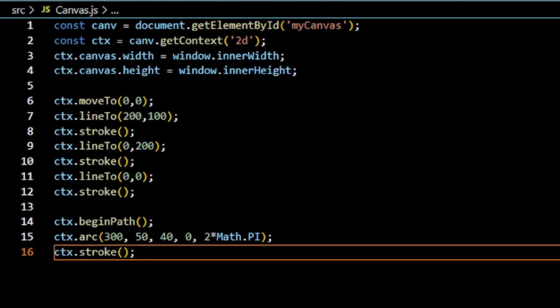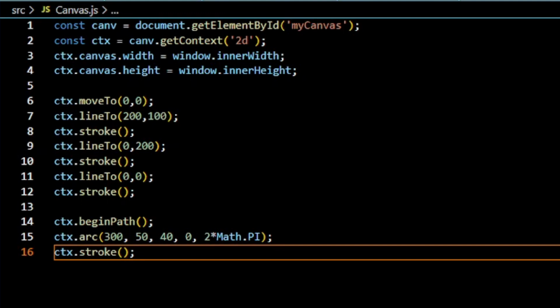There is a 2D and a 3D context for working with the canvas. Here we are creating that 2D context on line number 2. And we are setting the width and the height of the canvas in line number 3 and 4 respectively. Now window.innerWidth returns the width of the window, and window.innerHeight returns the height of the window. Therefore ctx.canvas.width and height access the width and height of the canvas. So essentially we have created a canvas that covers our entire window.